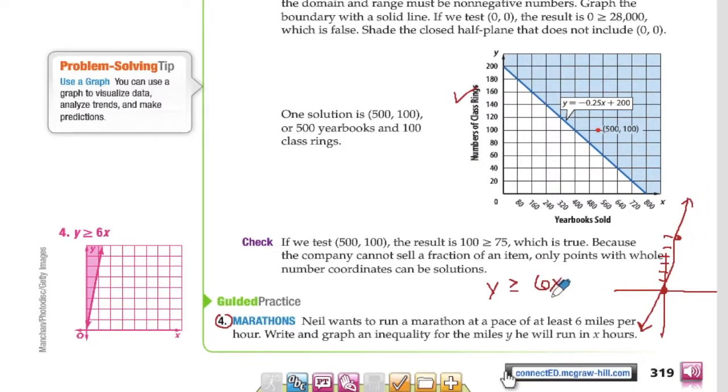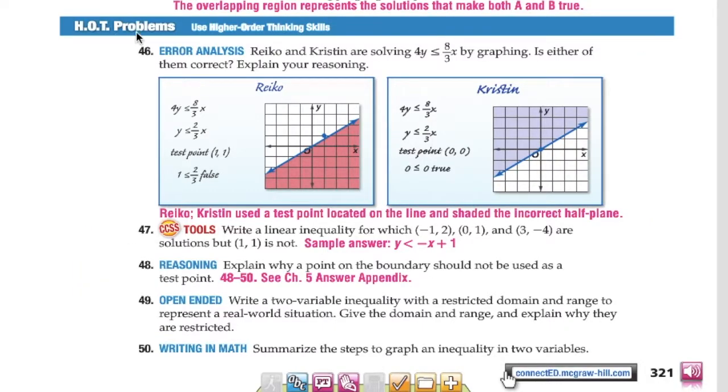And notice on this one, 0, 0 is on our graph, so we can't use that as our test point. But I could pick the point 2, 2. So 2 for x, 2 for y. Is 2 greater than or equal to 6 times 2, 12? No. So this point right here does not work, so I'm going to shade in the opposite direction, or in the upward motion.